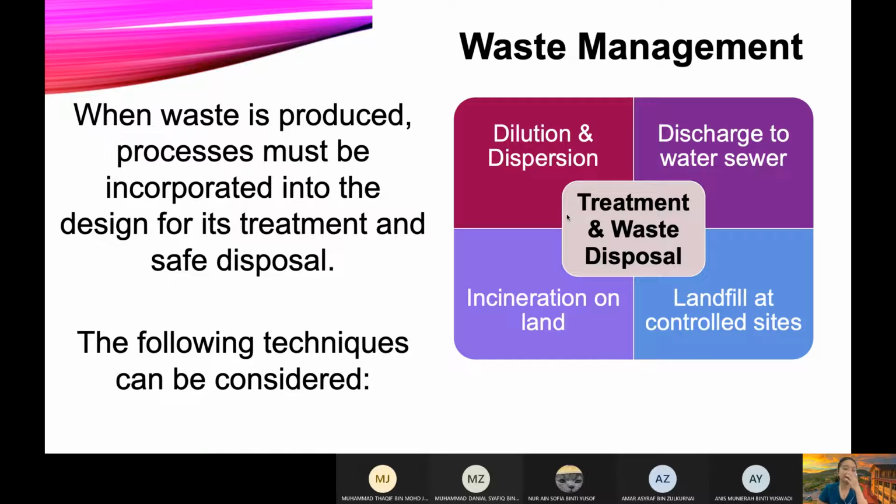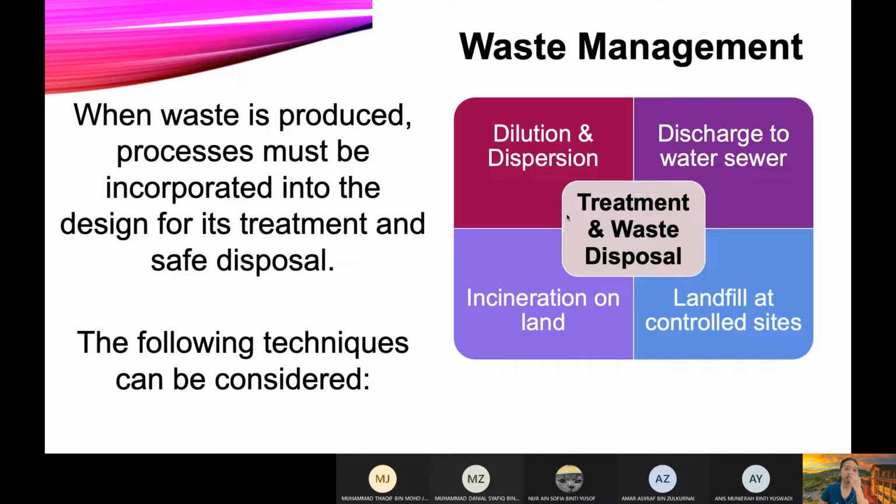So just now we talked about the potential waste sources. We talk about how to minimize waste, because we want, as much as possible, to reduce first, minimize the waste first. But now if you cannot avoid it, we have waste. What do we do? What are the techniques that can be considered? So again, as I told you, these are general techniques. So you need to choose and decide which treatments or waste strategies fit your plant.